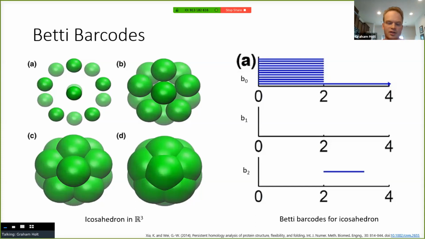In the middle graph, you'll notice there are no bars. That's because there are never any 2-dimensional holes that form. And then on the bottom graph, you'll notice at about 2 angstroms, a void forms. And then as you increase the balls further, it becomes fully connected and that void disappears. So this is the simplest example of the Betti barcodes.